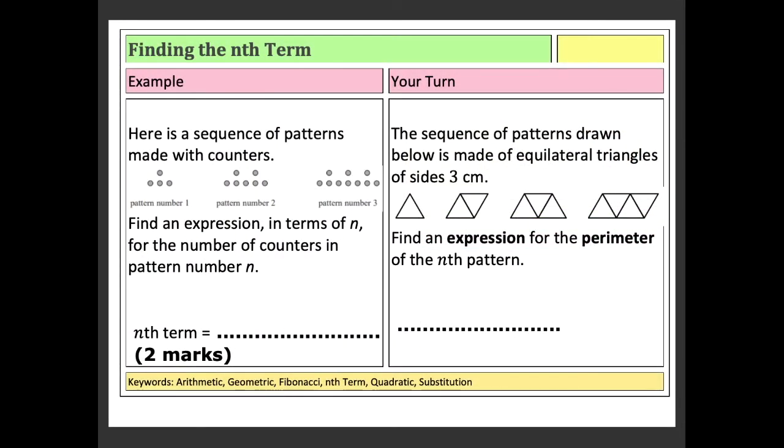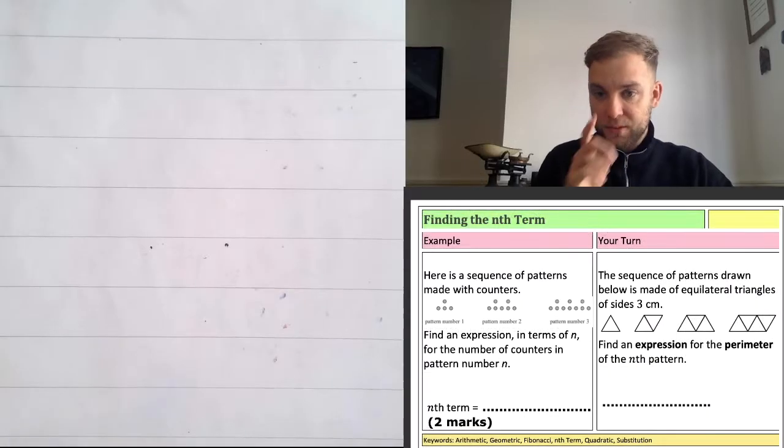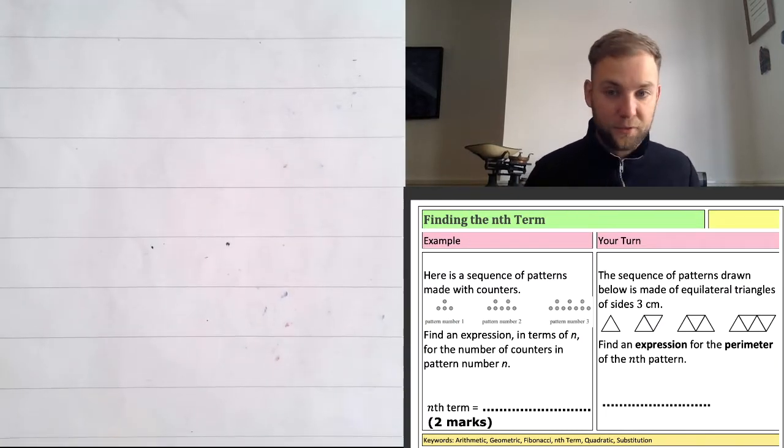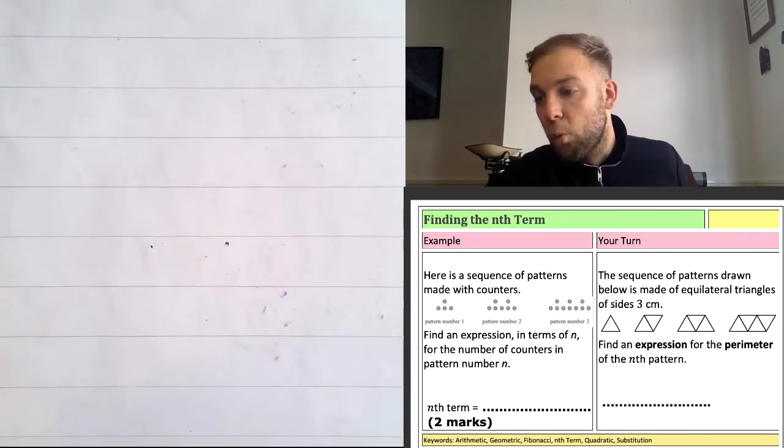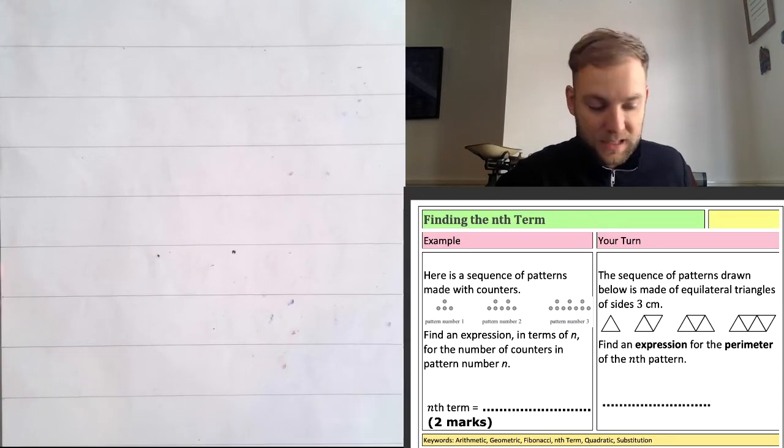So here is a sequence of patterns made with counters. Find an expression in terms of n for the number of counters in pattern n. Now notice it doesn't tell you here any numbers. It's just about the pattern numbers. Okay, so the only thing that makes this different is you've got to work out what the pattern is first.